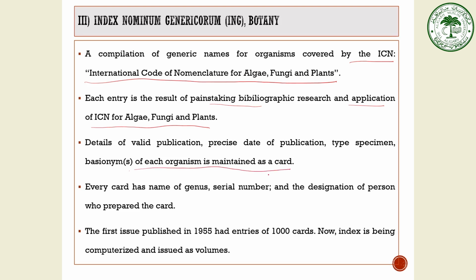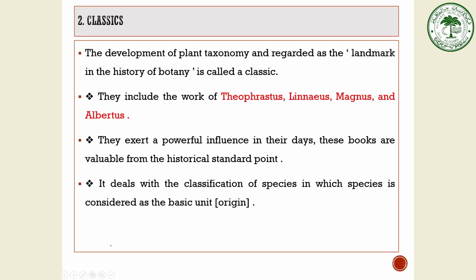Every card has the name of the genus, a serial number, and the designation of the person who prepared the card. So you can quickly reach out to that particular person. The first issue, published in 1955, had entries on 1,000 cards. Now it is computerized and issued as a volume. So this is the ING in botany, which has all the genus names according to the ICN code in the form of cards.